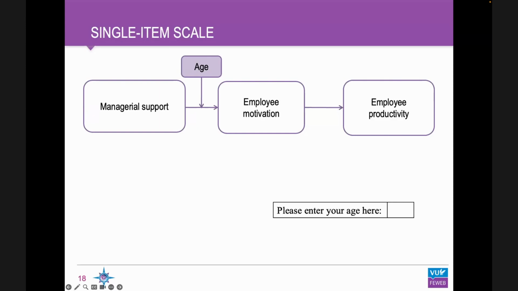I can come back to this, but I don't want to go into moderation and mediation at this point. So I will leave this to the end.